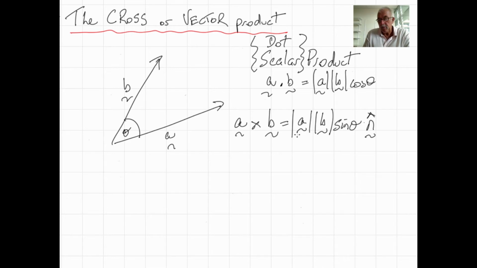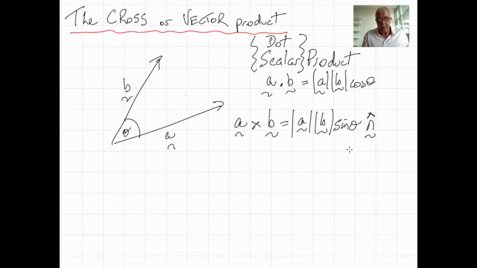Now, before we do that, this part is all scalar. Scalar, scalar, scalar: three scalars multiplied together give you just a scalar quantity, and this is a vector. So the cross or vector product, the answer is a vector, not a scalar as in the dot product up here. The direction of n, it's a unit vector, means it has a magnitude of 1.